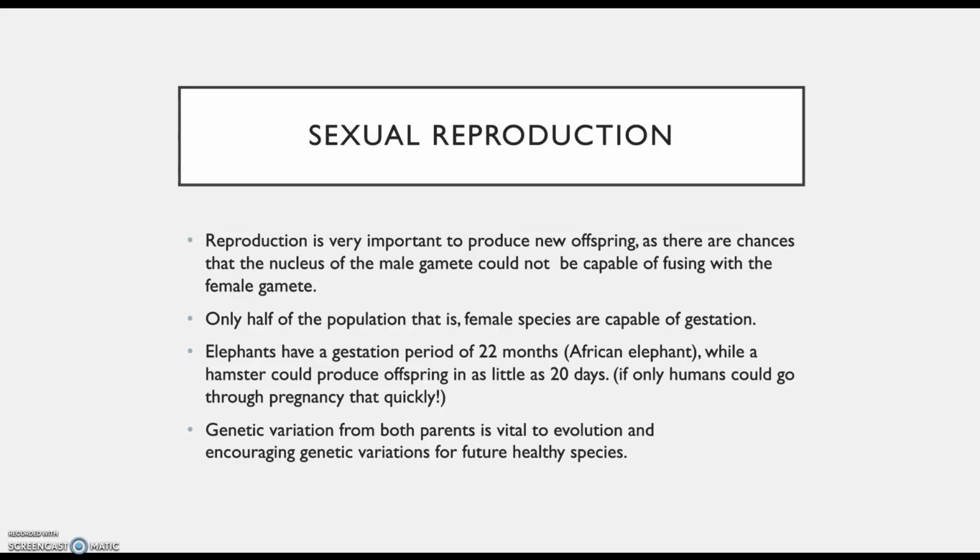The African elephant has a gestation period of 22 months, which is amazing. And then a smaller animal, such as a hamster, could produce offspring in as little as 20 days. So if only humans were so lucky to have a short pregnancy. Genetic variation from both parents is vital to evolution, and encouraging genetic variations for future healthy species.